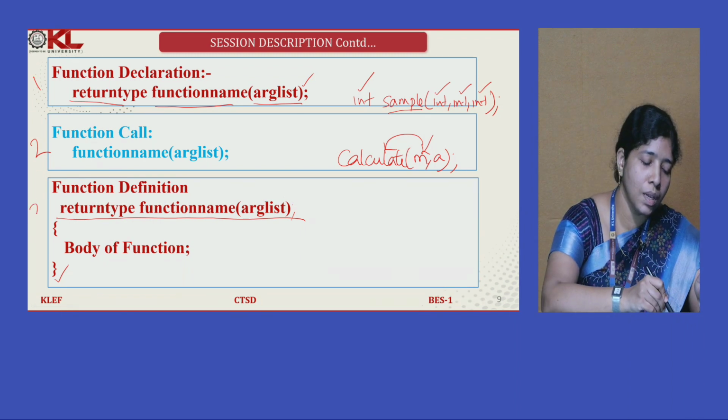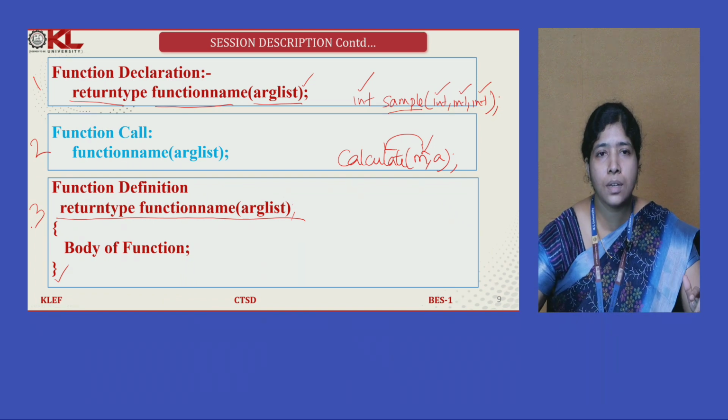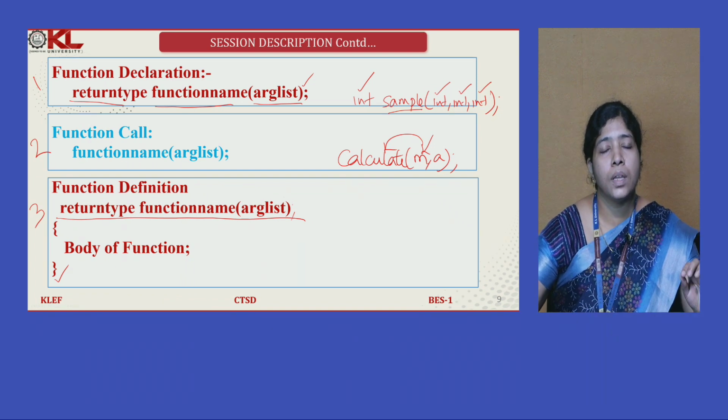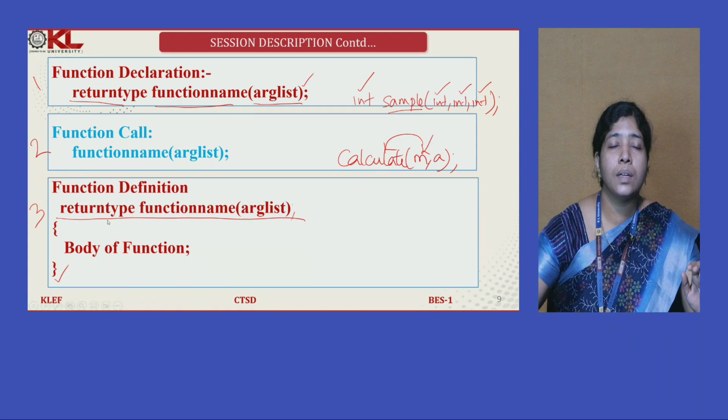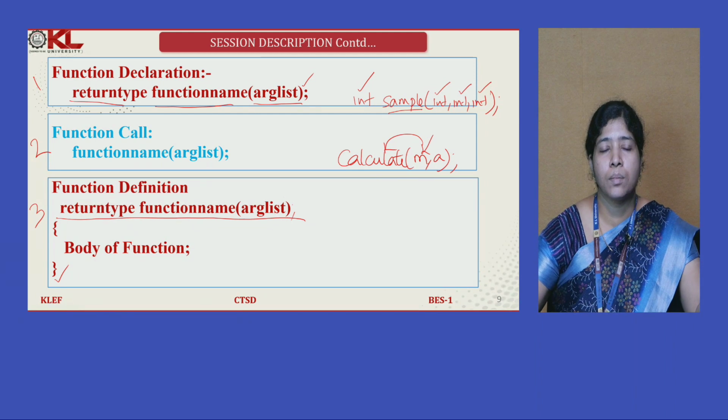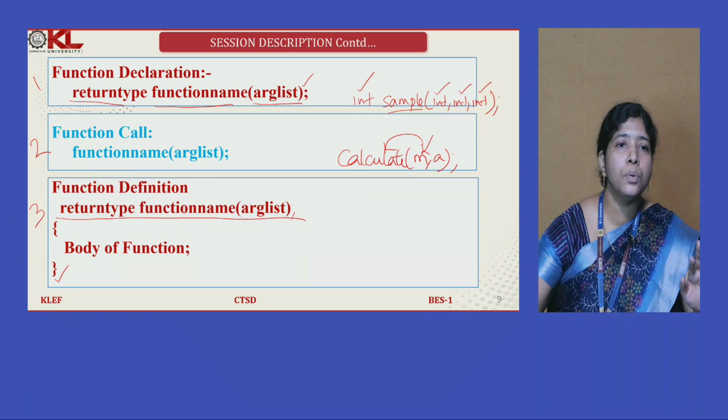Okay, so the three rules again for functions: whenever you are using any user defined function, above the main function you are supposed to declare it, and you are supposed to invoke it. That we say is the function call. And the third one, we are supposed to define. Define is nothing but what I am supposed to do in here.